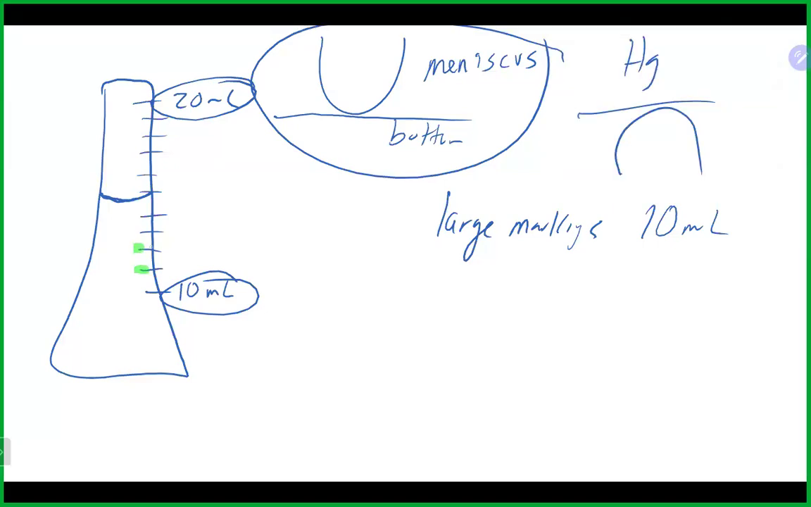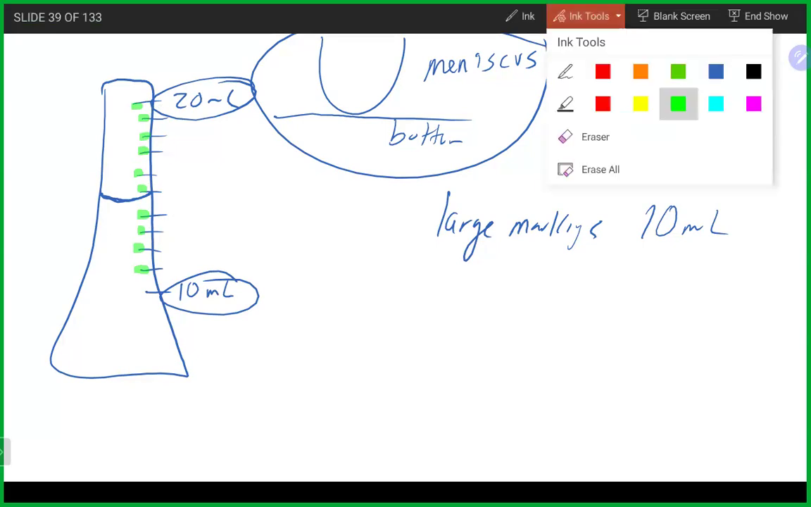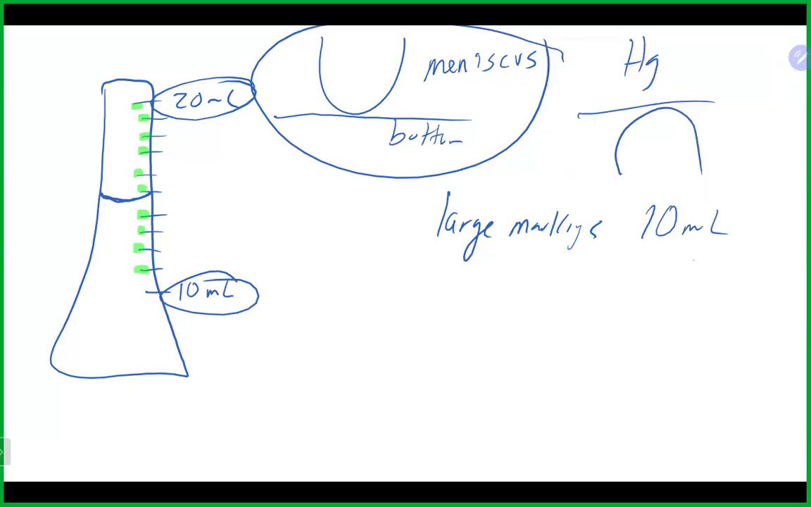We got 1, 2, 3, 4, 5, 6, 7, 8, 9, and 10. So we got 10 smaller markings. If you're not sure, 10 smaller markings, divide that by 10. That means each of the smaller markings here represents 1 milliliter, right? 10 divided by 10 is 1.